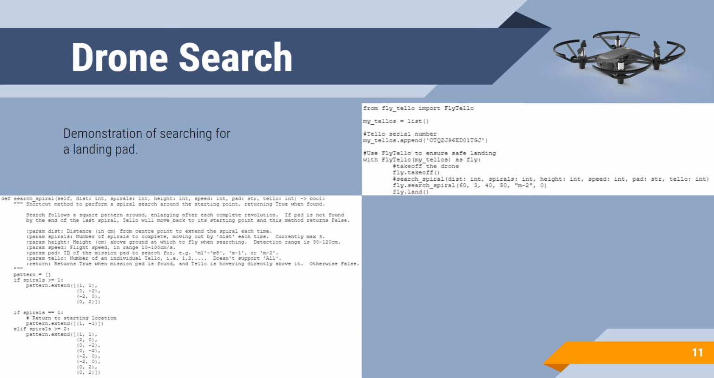How this command searches is that it searches in a square. Having spirals set to 3 means that the drone will do 3 spirals to search for the pad, and each time the drone is unsuccessful in finding the pad, the drone's spiral gets larger. The drone can only successfully find the landing pad if it's directly over it, and once it does find the landing pad, it begins to land.